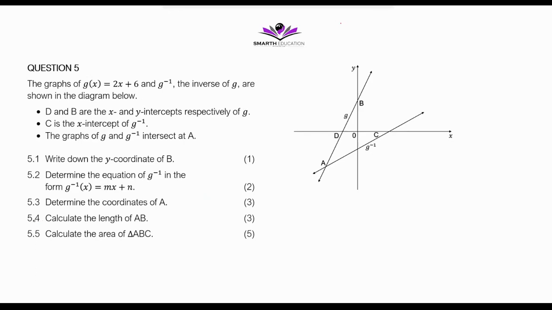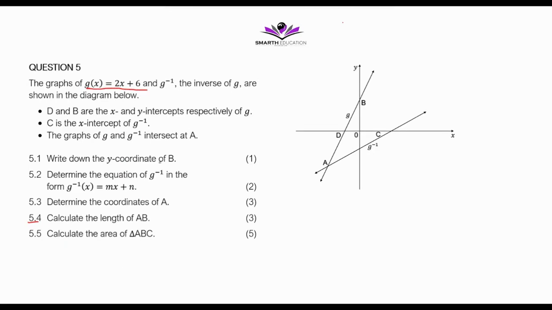Let's do question 5.4. The graphs of g of x is equal to 2x plus 6 and the inverse of g are shown in the diagram alongside. D and B are the x-intercept and y-intercept respectively of g. C is the x-intercept of the inverse of g.